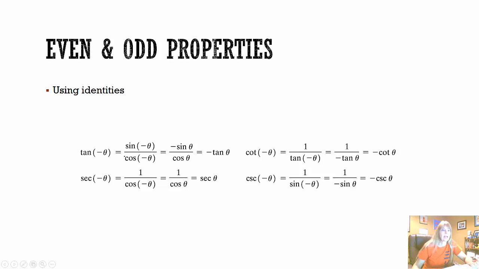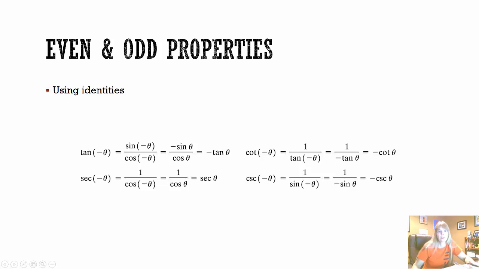Using identities, I can find all of these based off of sine over cosine. So if I have a negative in here, remember the sine, the negative comes out. The cosine, the negative goes away because it's odd over even. So I end up with an odd function, negative tangent. Cotangent, same thing, but I'm going to actually use 1 over tangent.